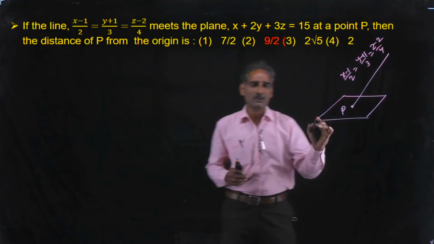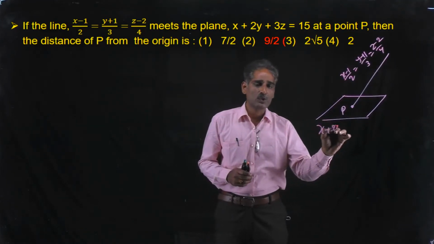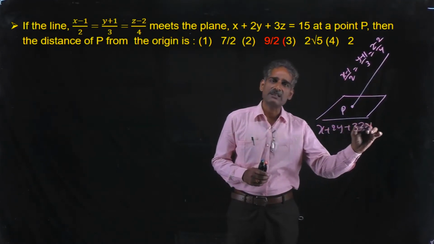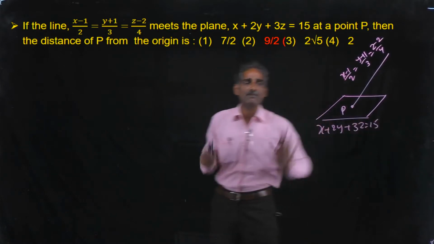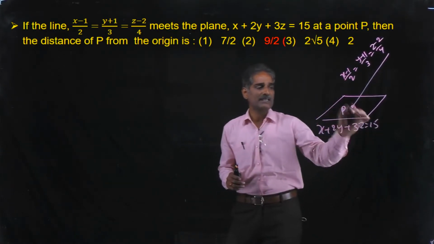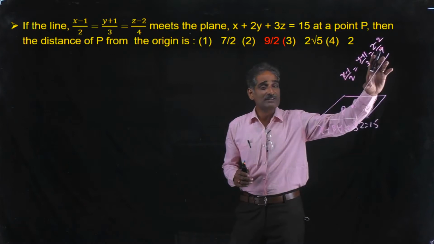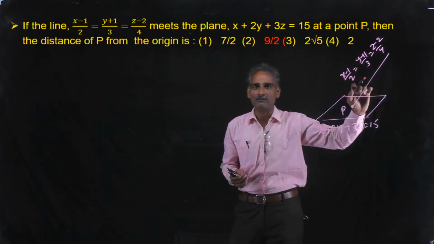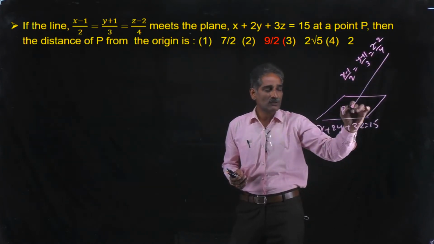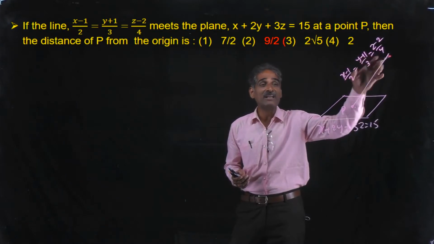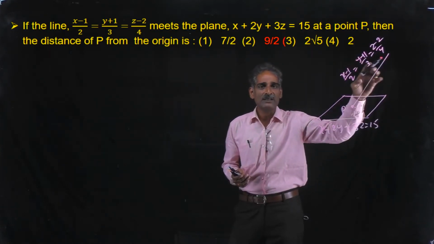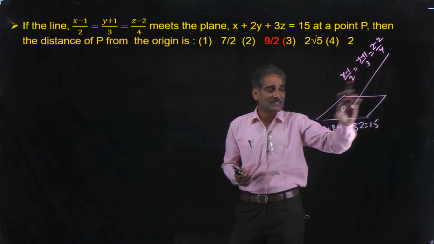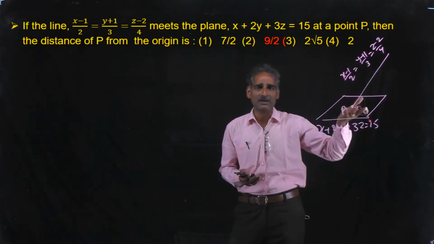What is the equation of the plane? x plus 2y plus 3z is equal to 15. This is the plane equation. We have to find the intersecting point. So find out the general point on the line, parametric form. Try to write the coordinates of a general point on this line. If the point lies on the plane, with respect to that we will get some constant.